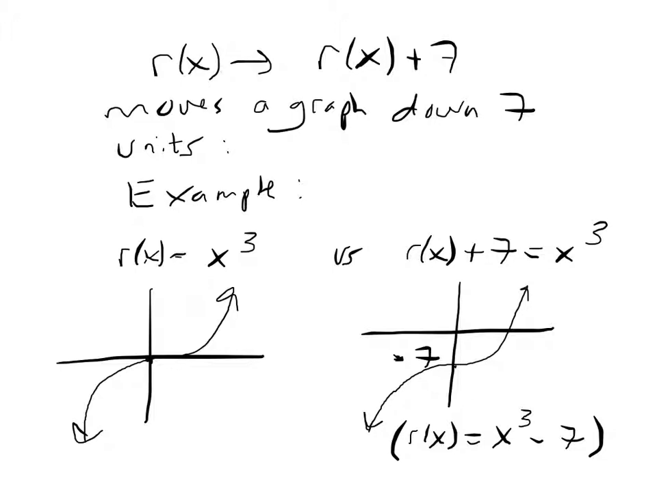And clearly, if I replace r of x with r of x plus 7, that's going to move my graph down 7 units. So comparing x cubed to r of x plus 7 equals x cubed, which is equivalent to r of x equals x cubed minus 7. That will simply take each point and move it down 7 units.